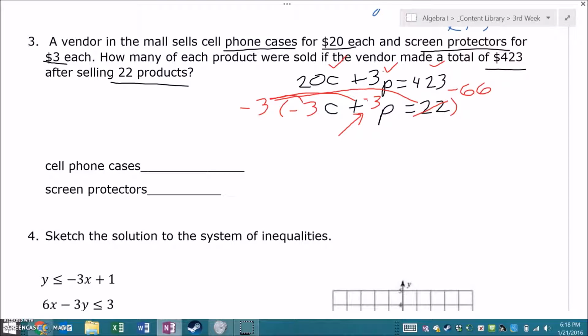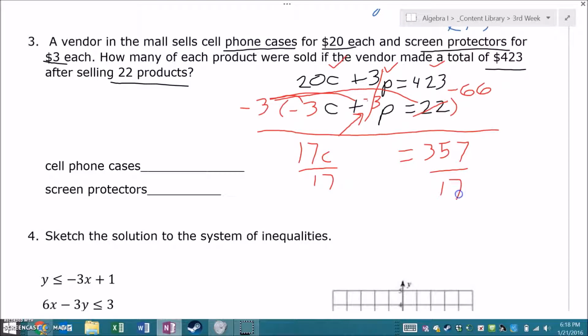So once I've done that, I'm now going to go ahead and add up my equation. 20 minus 3, 17. 3 minus 3, there's the elimination. And 423 minus 66 is 357. You're going to finish up with your division. There we go. Done. Number of cases is going to be 21. Now, if the number of cases is 21, and you have to have a total of 22, then that's going to be 21 cases and 1 screen protector.